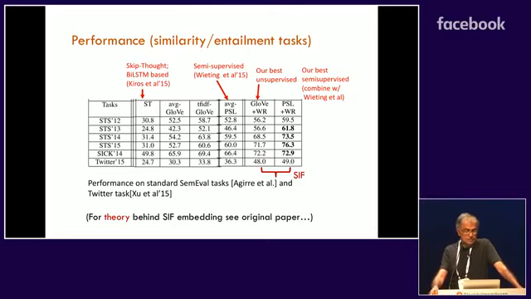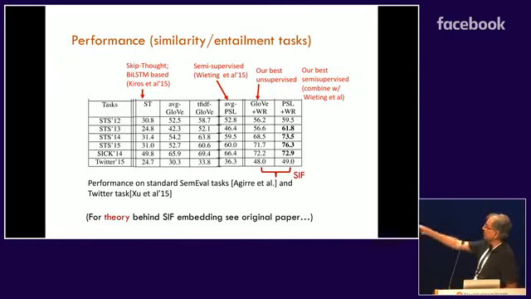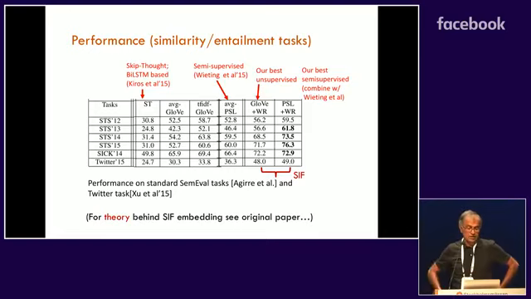So on sentence similarity and entailment tasks, skip-thought is on the left, which is a very well-regarded LSTM method, and even the average of word vectors does quite a bit better, and weighted combinations do much better, and our best unsupervised is even better. And then if you combine with the Wieting et al. technique, the semi-supervised one where you train a little bit with the paraphrase data set, then you get really state-of-the-art performance.